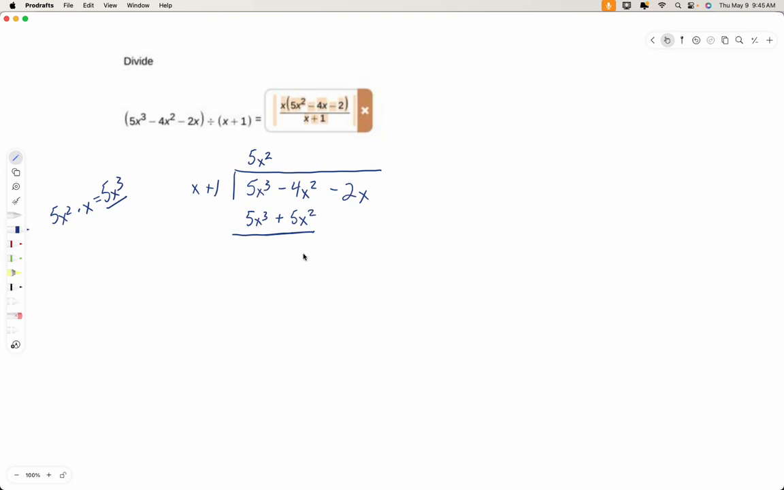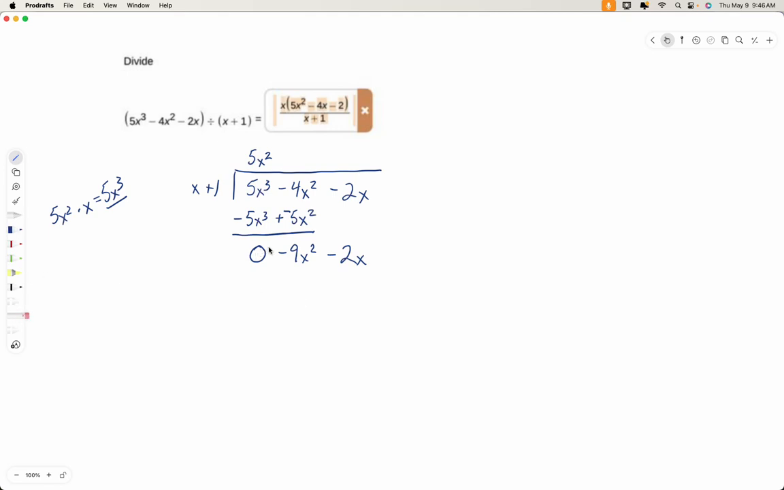Now that we're done with all our terms, the next step in long division is to subtract. So we change all of these to negatives. We change the sign, and then we subtract. So 5x cubed minus 5x cubed is 0. And negative 4x squared plus a negative 5x squared is negative 9x squared. Now that we're done with our subtraction, we bring the next term down, which would be minus 2x.